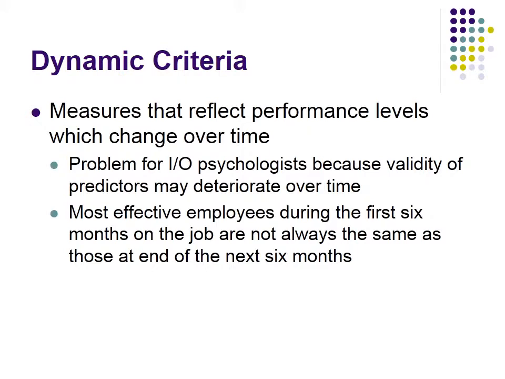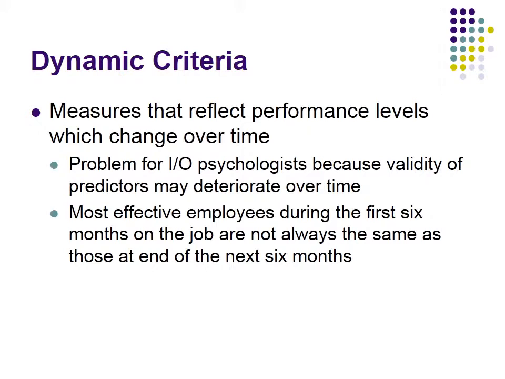So we do need to acknowledge an assumption that we're making when trying to measure performance or measure the criterion that captures performance. And that is that assumption of reliability, that performance is relatively stable. Research has not completely supported this. So dynamic criteria is a term we use to discuss the fact that what we're trying to measure is not always stable. So measures that reflect performance levels which change over time is what we call dynamic criteria. So we also want to be able to try to capture the day-to-day changes in performance.